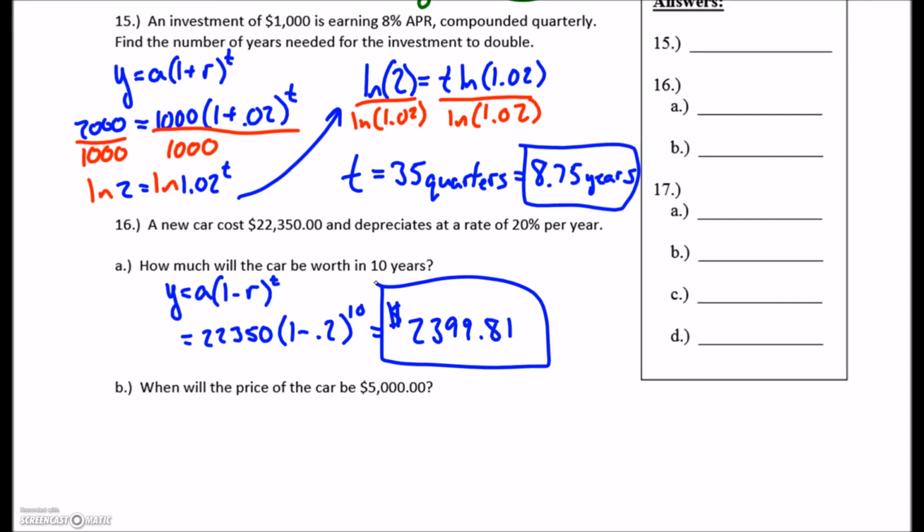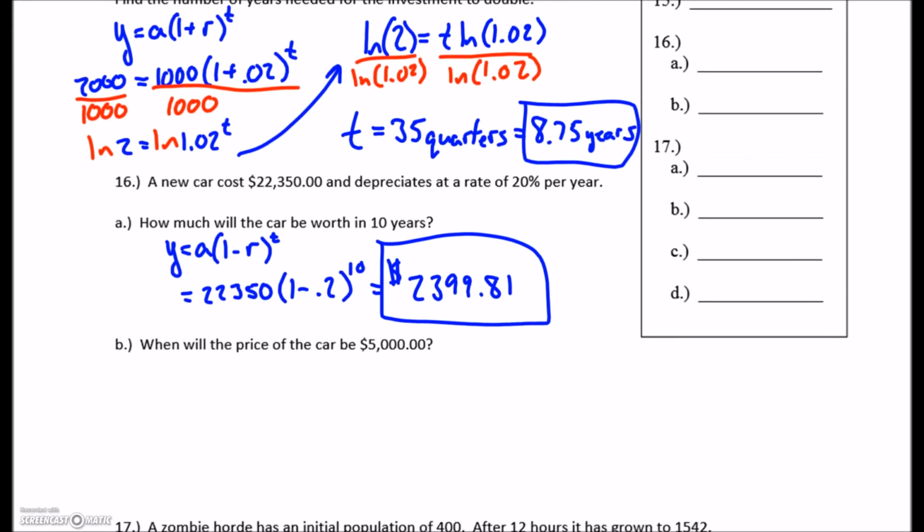All right? So then the question is, when will the price of the car be $5,000? Maybe I want to wait for this thing to drop to a certain price so that I can afford it. So I start off the same way, except now I'm going to set this thing equal to $5,000. The initial amount is still the same. The depreciation rate is still the same. The only difference now is I want to solve for time. I want to know when. Okay? And so from here, I want to solve this thing.